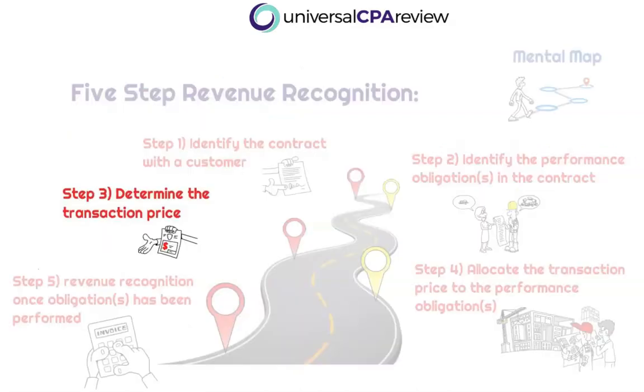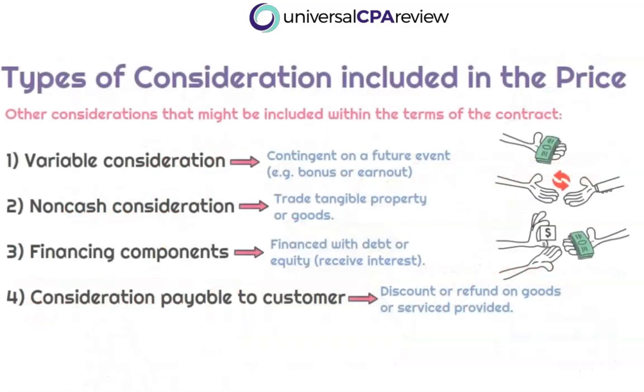Okay, so some of the miscellaneous details that we need to consider are going to be the types of consideration included in the price. Okay, so those 4 types of considerations that we're going to include in the price will consist of variable consideration, non-cash consideration, financing components, and consideration payable to the customer. Right, essentially what we're saying is that these are the miscellaneous details that might be included within the terms of the contract.